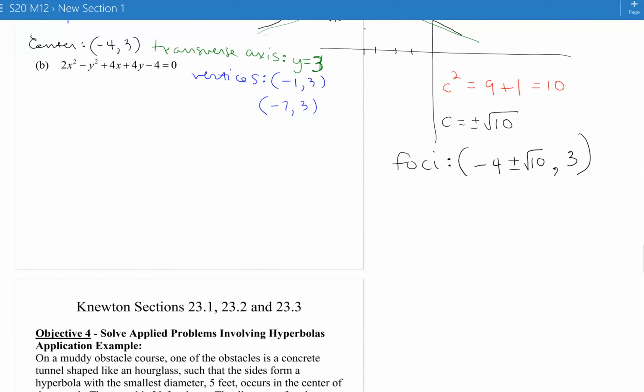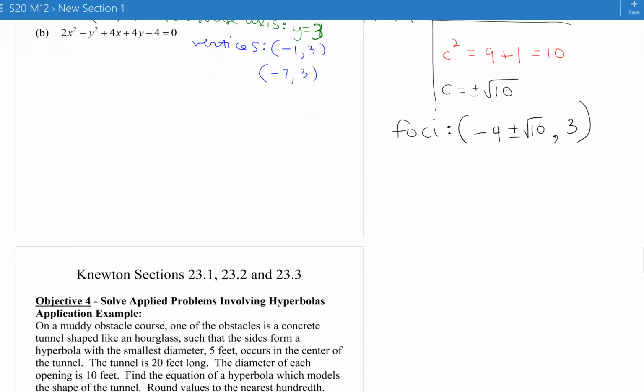Okay, so I'm going to pause again and make one more movie that's going to be this second example and the application problem.